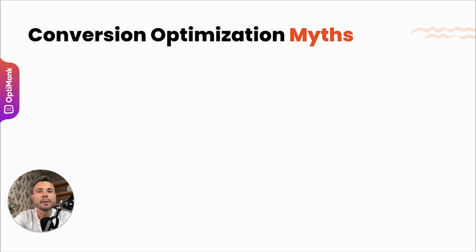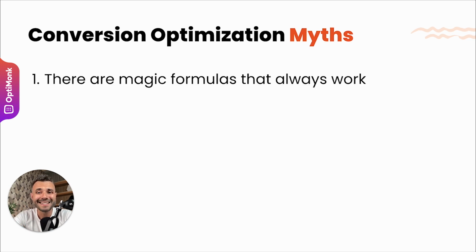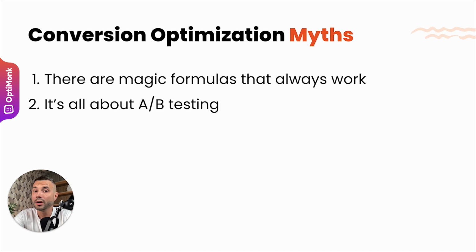Now let's talk about a couple of myths that I've seen around conversion optimization. The first is that there are some magic formulas that always work. Unfortunately, there are no such silver bullets. There are definitely techniques and tactics that we recommend testing out, but still there's a chance that they will not work for your brand in particular. The second myth is that conversion rate optimization is all about A/B testing. Now, A/B testing is important because you have to test all these conversion rate optimization techniques out. You have to test whether they actually work for you or not.